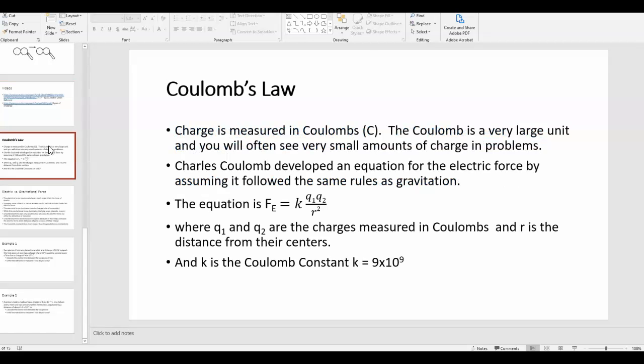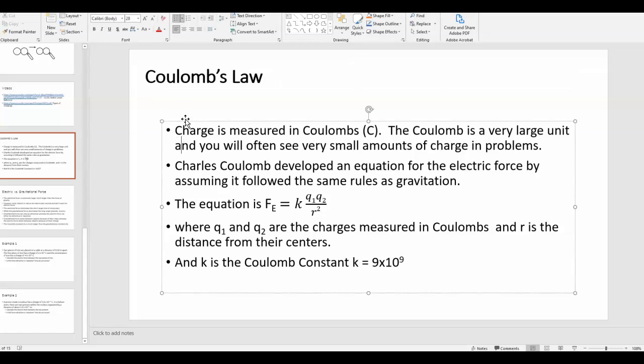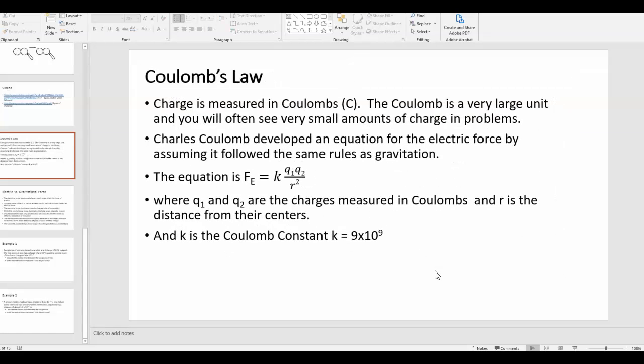The last thing I'm going to talk about in this video is what's called Coulomb's law. There are only two equations in this unit: Newton's law of gravitation, which we've seen before, and Coulomb's law. Coulomb's law looks very similar to Newton's law of gravitation. Newton's law of gravitation looks like this: G times mass 1 times mass 2 divided by distance squared.